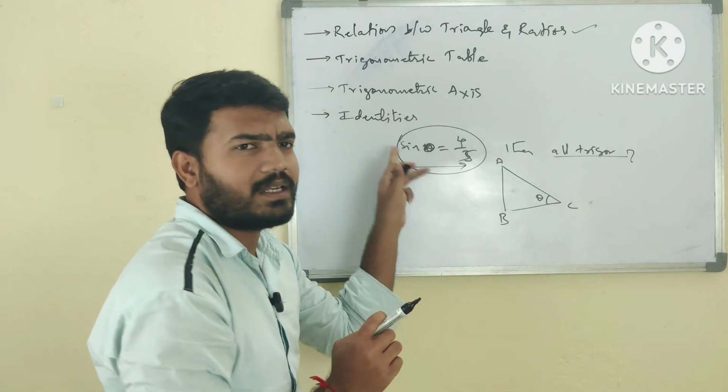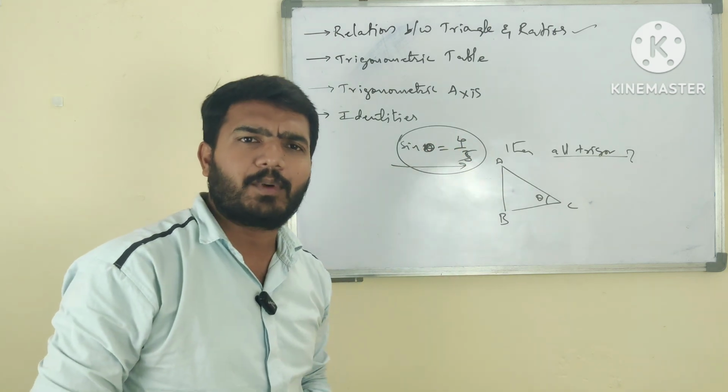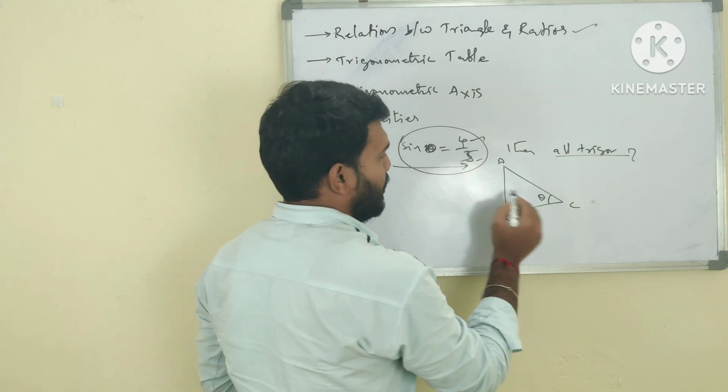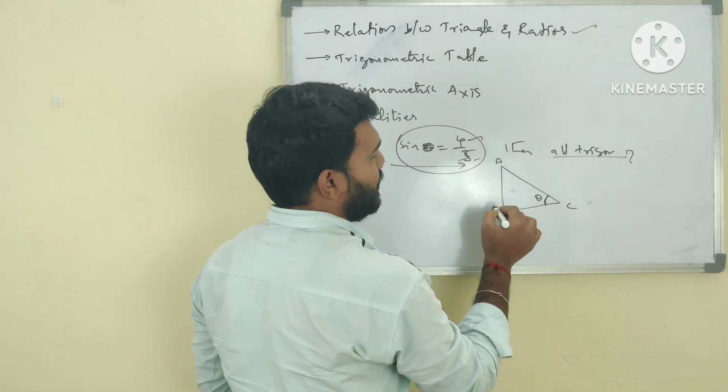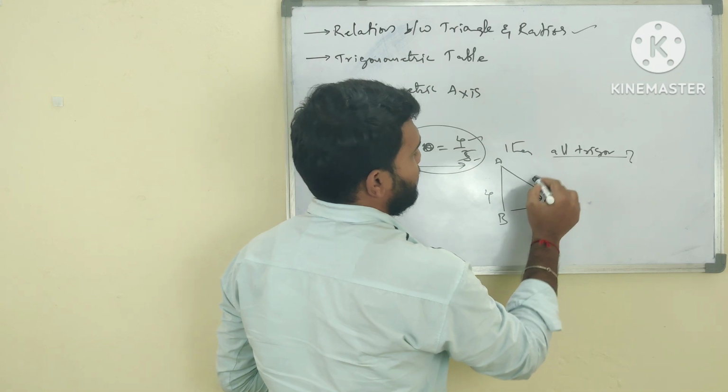So here sin theta is, already we know that the relation is what? The ratio of opposite and hypotenuse side. So 4 is opposite side and 5 is hypotenuse side. So according to this angle, the opposite side is AB, that is 4, and hypotenuse side is AC, that is 5.